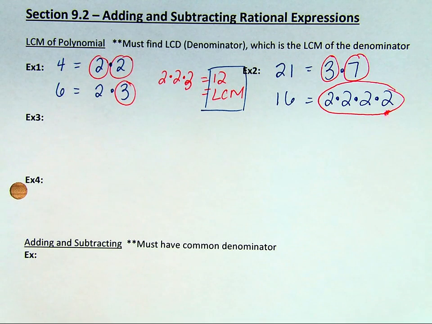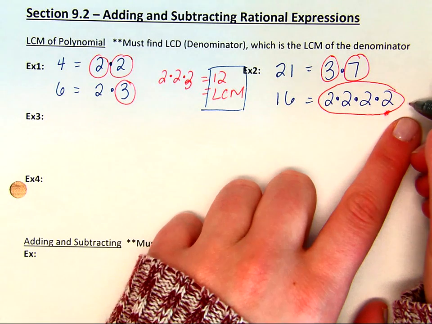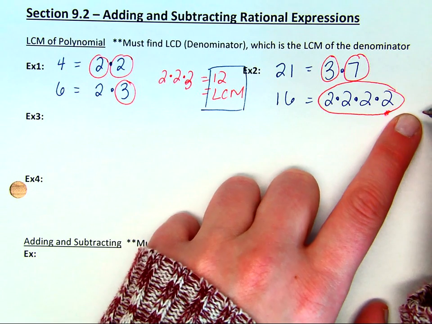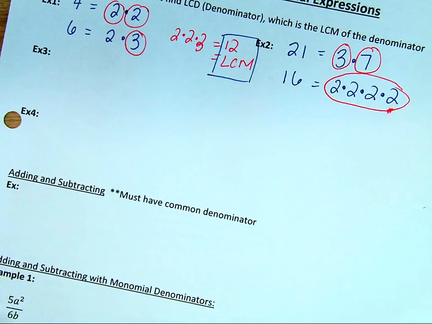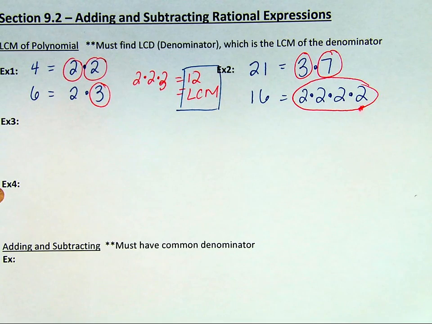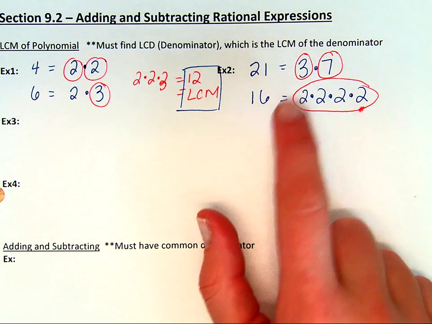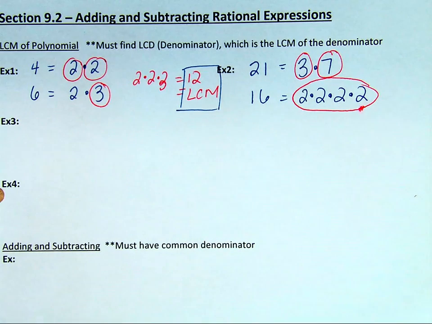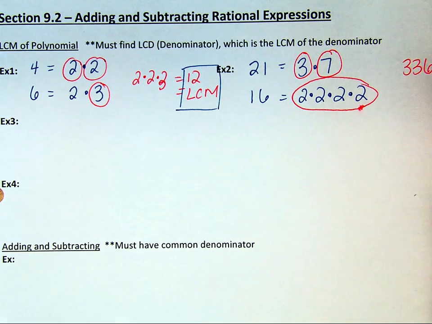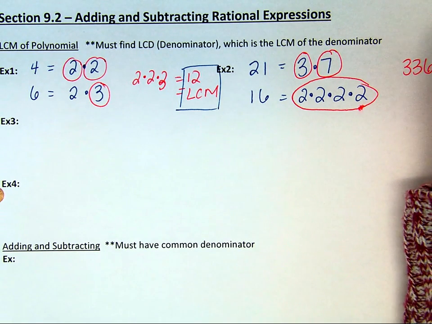If there was a tie, like let's say this one had a 7 as well, just one 7, I would circle either one if there's a tie. Now I've got everything circled, so I'm going to multiply everything together. 3 times 7 times 2 times 2 times 2 times 2. This is a pretty high LCM. You should get 336 equals your LCM.